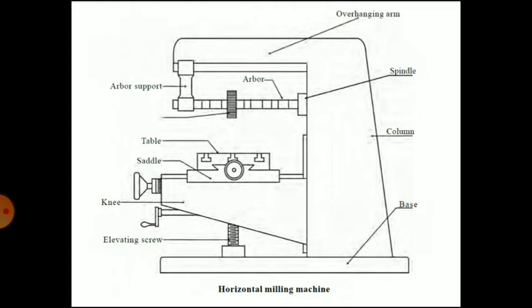It has a feed mechanism of the table and different controls to operate it. So inside the knee there is a feed mechanism. The top face of the knee has slide ways for the cross travel of the table. So there is a saddle that can be moved in a cross direction so that the table moves in a cross direction.